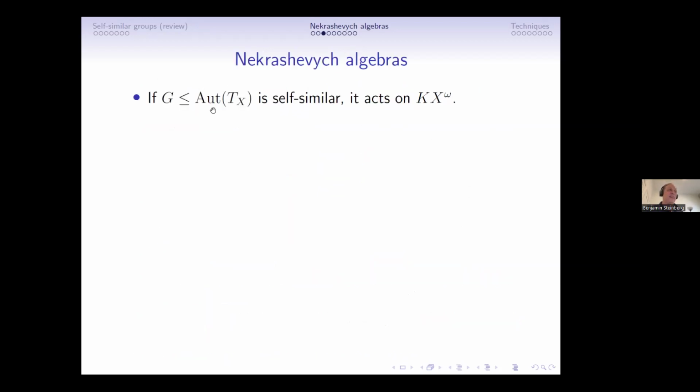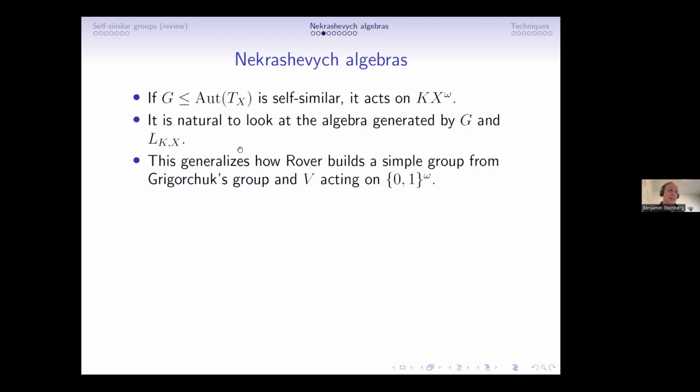Okay, so now we have that our self-similar group also acts on the vector space with basis the infinite words, because the group acts, any automorphism of the tree acts on infinite words by just continuity basically. And so therefore it acts on this vector space. And so it's natural to look at the algebra generated by the self-similar group and this Leavitt algebra. And this is similar, for people who do group theory, to the way Röver noticed that Grigorchuk's group and V are both acting on this infinite alphabet, so he generated something by the two of them, which turns out to be the full group associated to the groupoid associated to the Grigorchuk group.